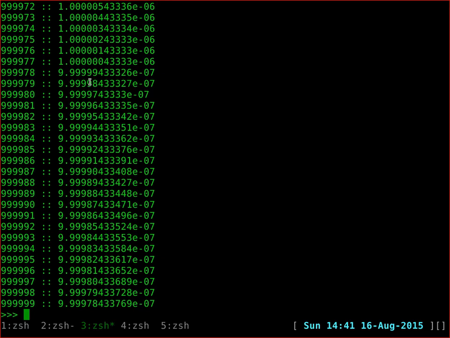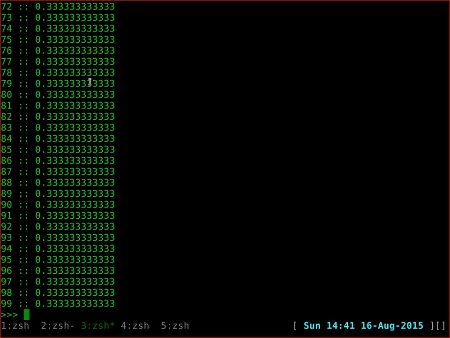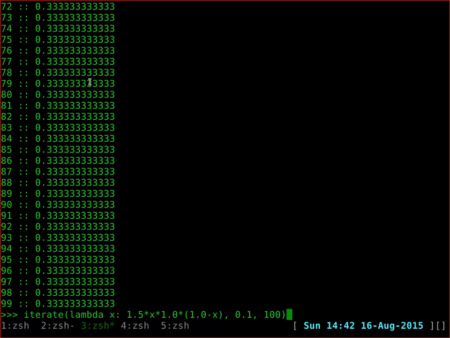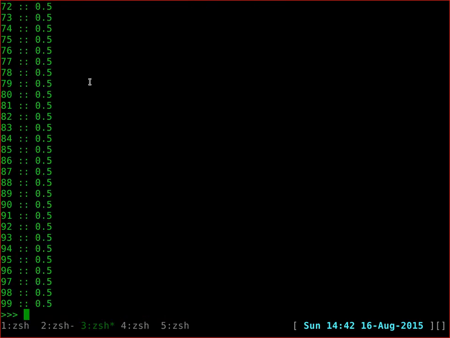I'm not checking the other orbits. You just have to take my word for it, or you can take this program yourself and try it out. It's simple enough to do. Now let's try something else. Let's increase this to 1.5 and see what happens there. With 1.5, things tend to 1 by 3. So if it's 1.5, all orbits tend to 1 by 3. What if it's 2?